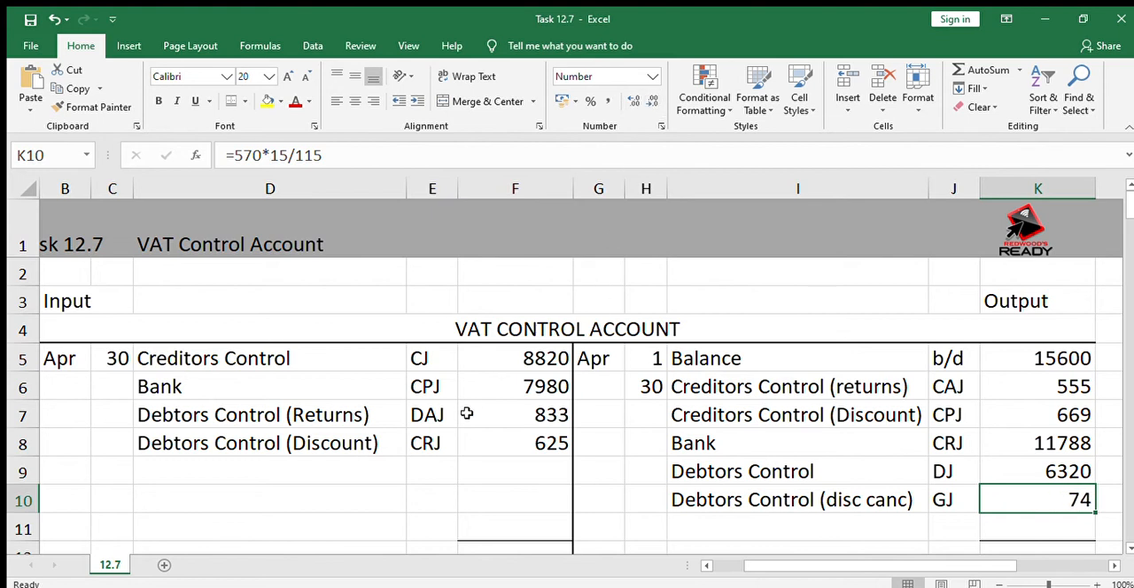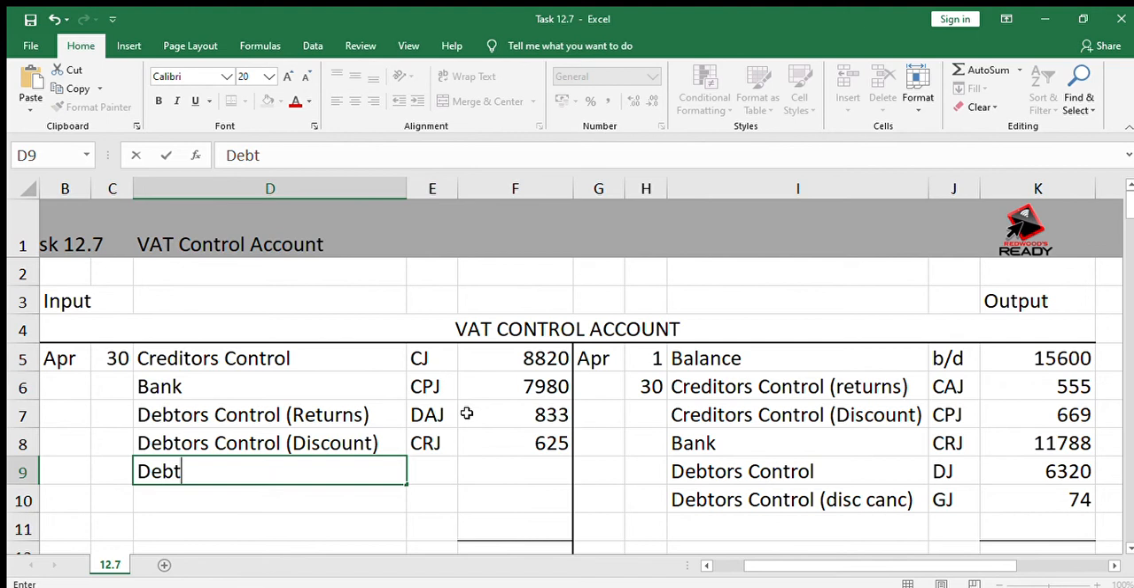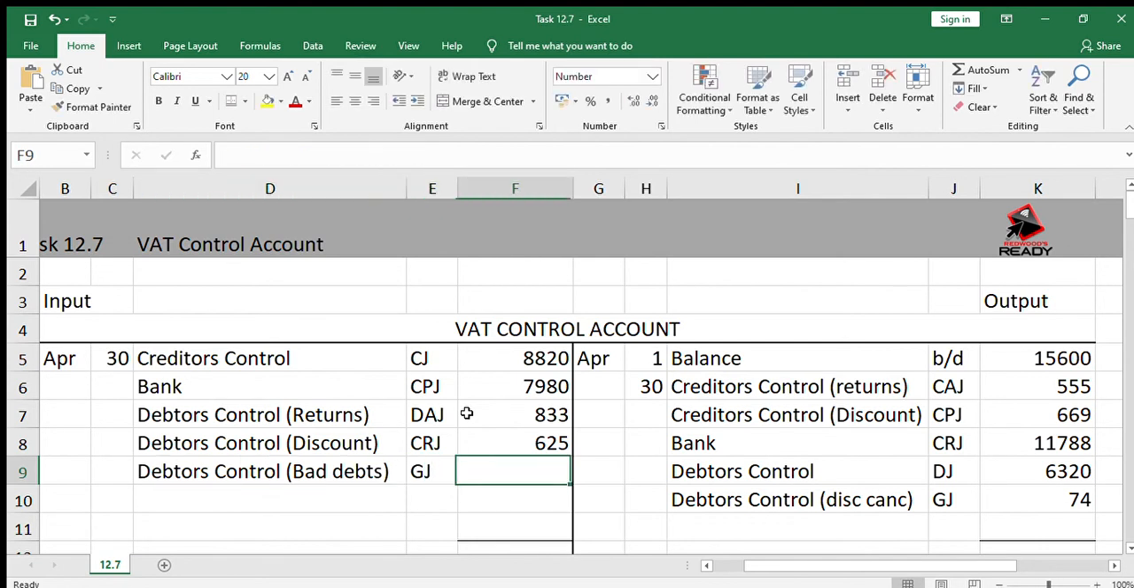And bad debts written off, 9120. Again, it's going to be debtors control, in brackets, bad debts. Again, I'm going to assume that the 9120 includes VAT, so we're going to say 9120 multiplied by 15 divided by 115.